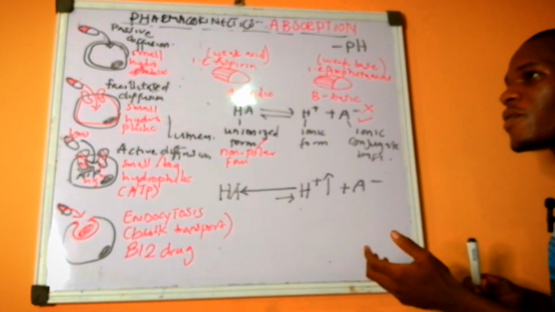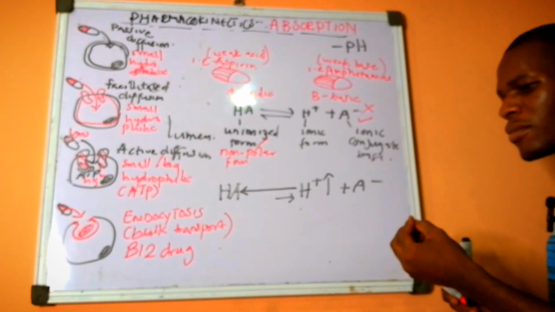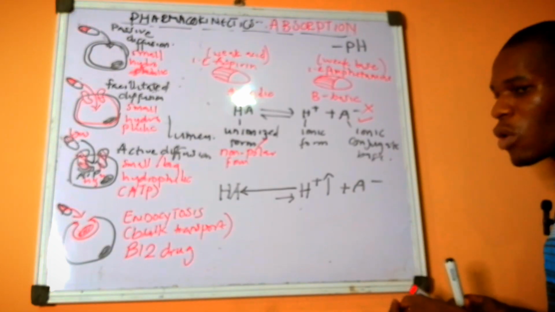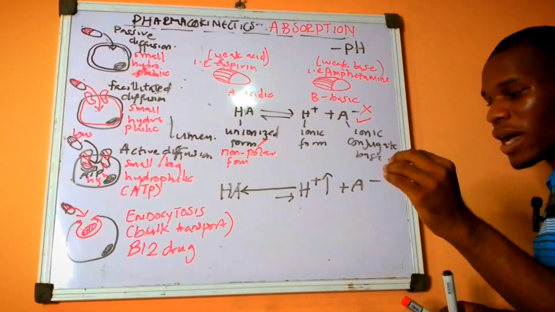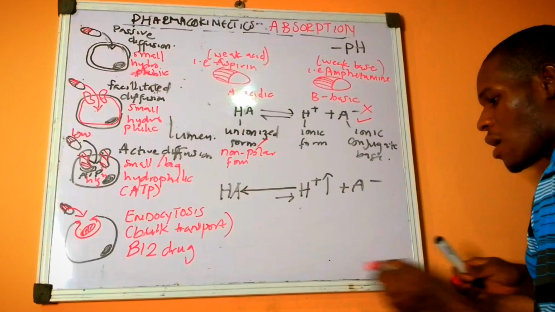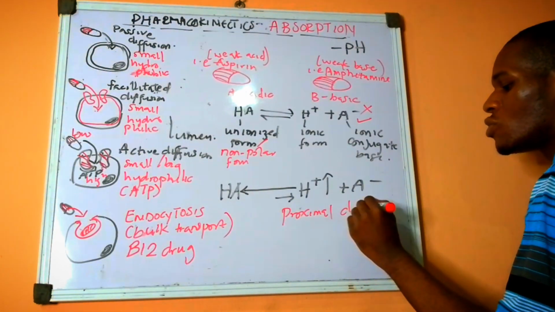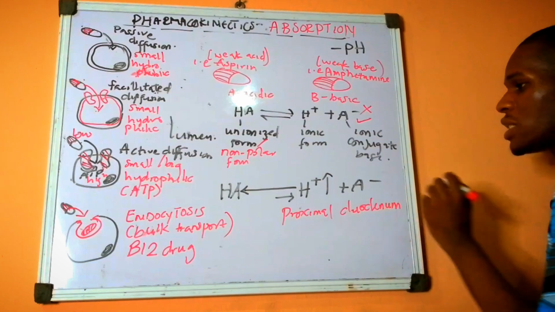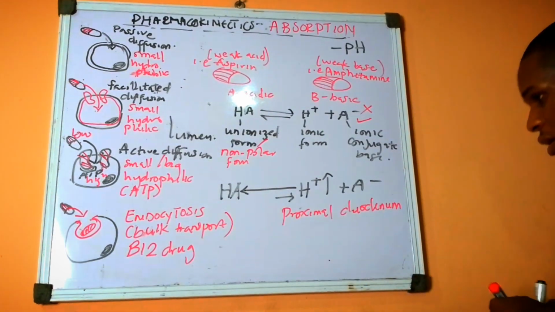But the stomach is made up of a thick mucous lining, so drug does not really get absorbed via the stomach walls. The closest place, or the most acidic place, in which drug is being absorbed is the proximal duodenum. That is the closest place in which drug is being absorbed.